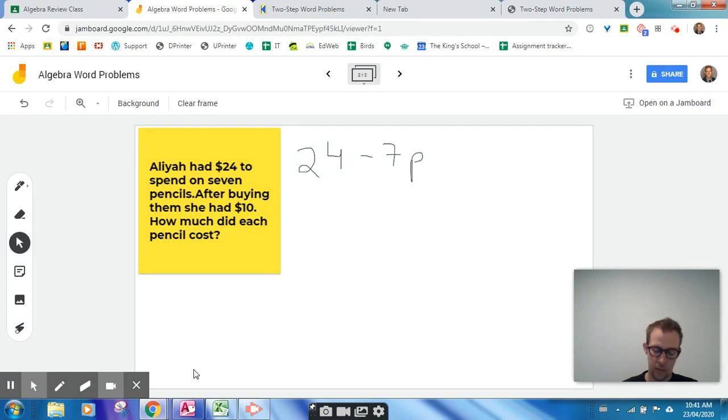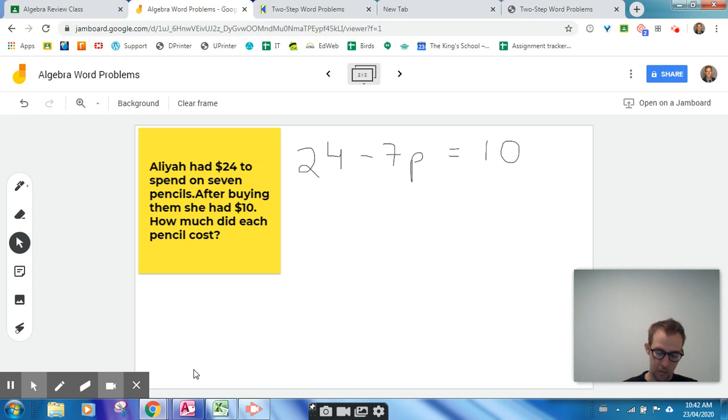7p equals what she had after. So she had $24. She spent a certain amount of money on 7 pencils, although we do not know how much each pencil costs, and so we're using the letter P to show the cost of a pencil. And after she had spent this money and subtracted that money, she had $10. So we can write it out as 24 minus 7p equals 10.